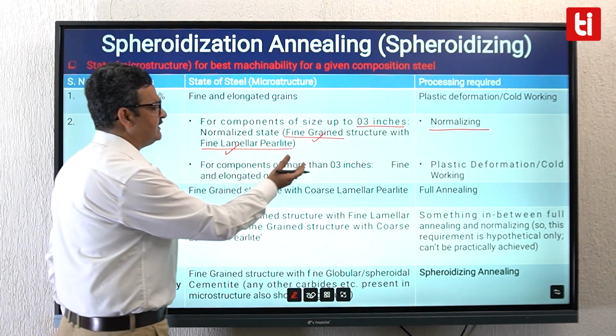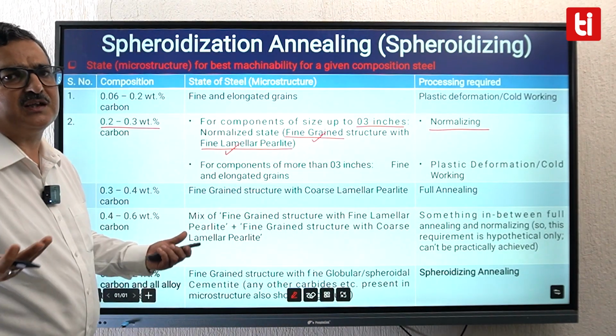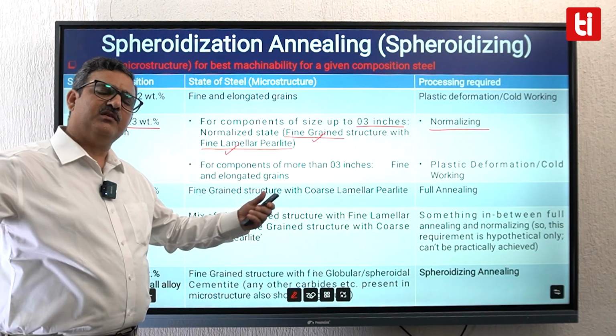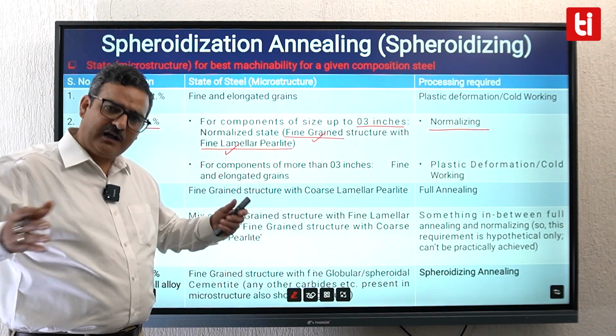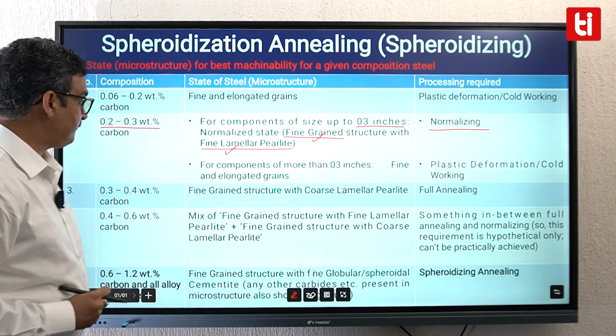But somehow if the size is large, then again you can resort to plastic deformation. When you give plastic deformation, you give stretching, you hammer, right? Grains can elongate, grains will become small, hardness would increase slightly, machinability would become excellent.